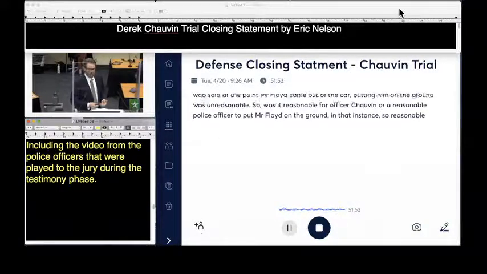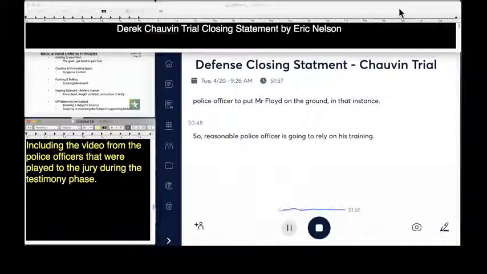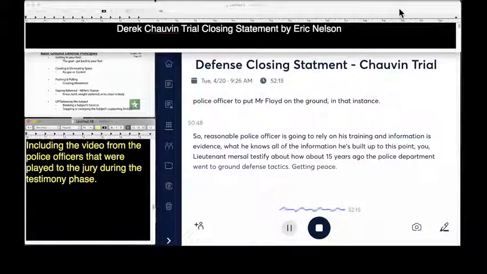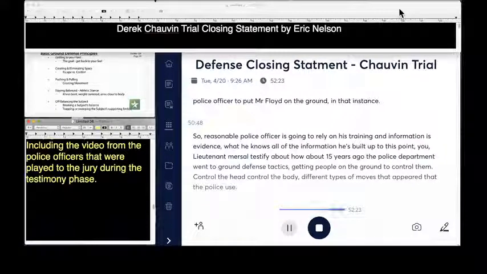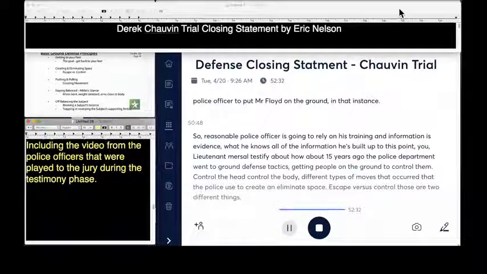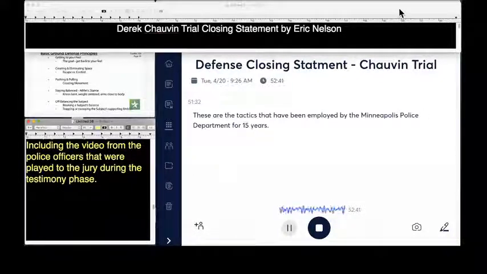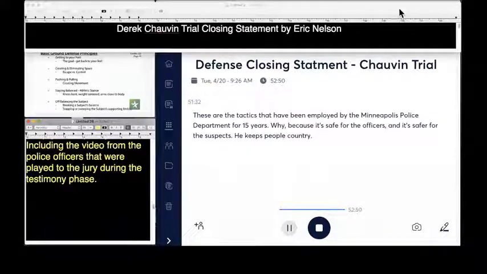So a reasonable police officer is going to rely on his training and information, his evidence, what he knows, all of the information he's built up to this point. You heard Lieutenant Mercel testify about how about 15 years ago, the Minneapolis Police Department went to ground defense tactics, getting people on the ground to control them, control the head, control the body. Different types of moves that the police use to create and eliminate space. Escape versus control. Those are two different things. These are the tactics that have been employed by the Minneapolis Police Department for 15 years. Why? Because it's safer for the officers and it's safer for the suspects. It keeps people contained, controlled, and confined until they no longer are resisting.